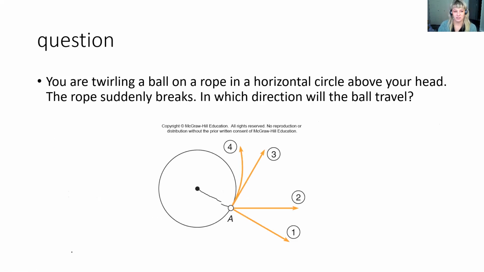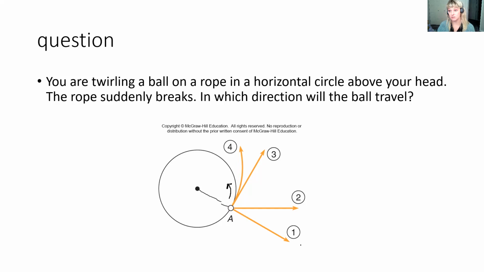Another conceptual question for you. Suppose you're twirling a ball on a rope in a horizontal circle above your head. The rope suddenly breaks. In which direction is the ball going to travel? So let's suppose this is a top-down view. The object is moving in a horizontal circle, being twirled this way, and the rope breaks at point A.